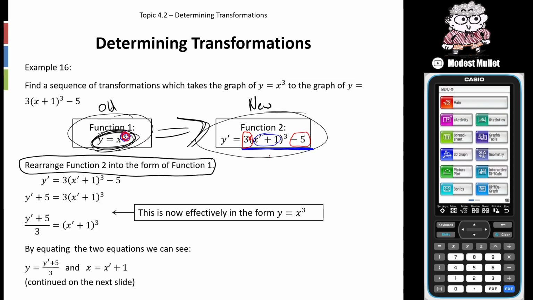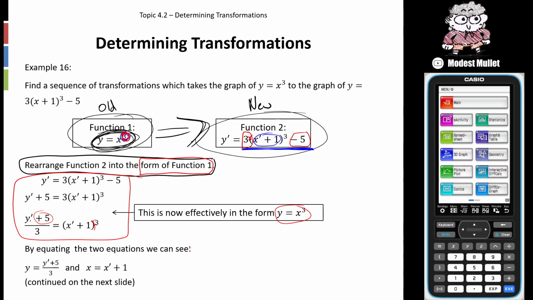So what we need to do is rearrange that by taking things, as you can see in this working out here. This is rearranged to effectively a similar form of y equals x cubed. We can see the plus 5 is being done to y dash, the 3 divided by 3 is being done directly to the y dash, and there's nothing being done outside this like the cube or the brackets. That's what we have to avoid and what we mean by the form of function 1.